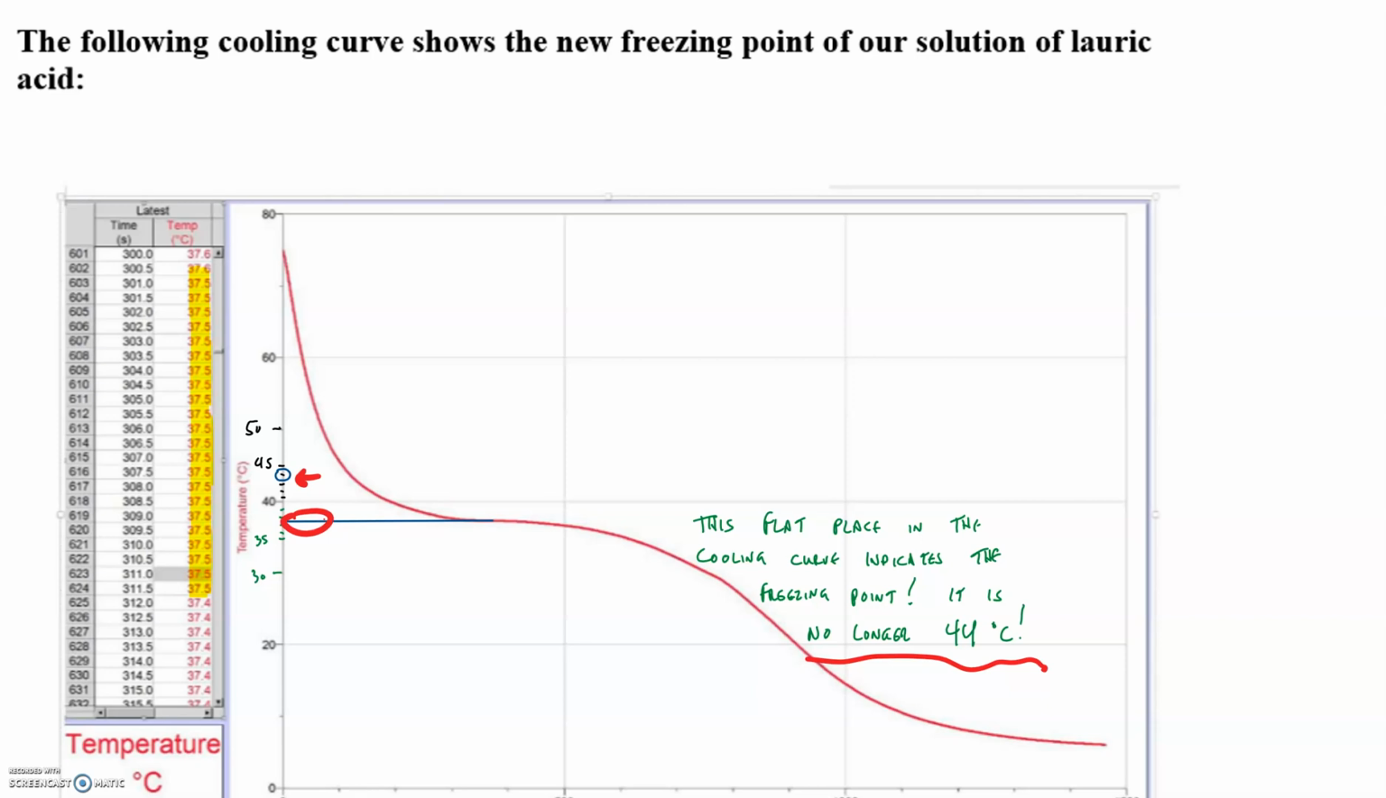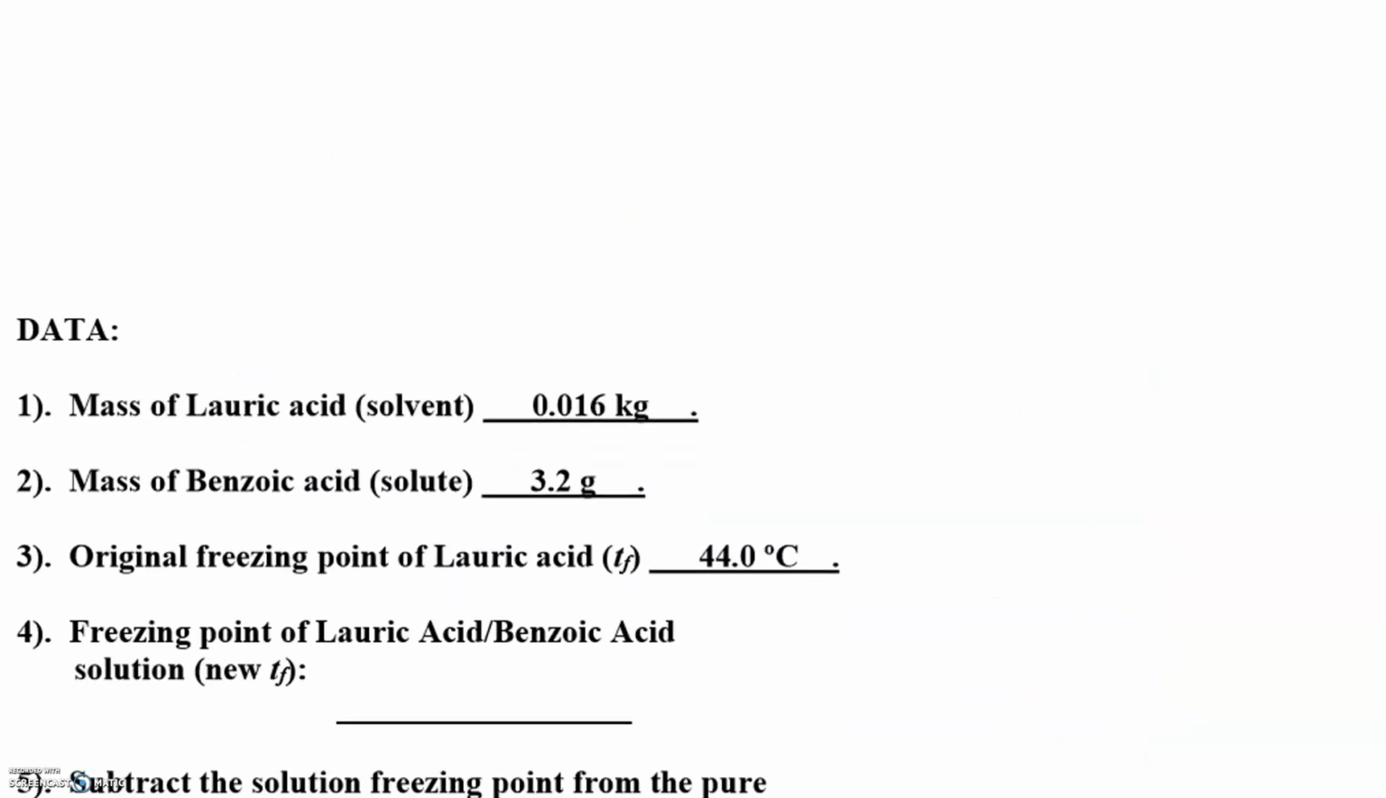I'll let you read the data and determine what you think the new freezing point is. But what we're going to do is use this new freezing point to determine the molality of our solution, and if we know the molality and the mass of solvent, how many moles of solute, and if we know the mass of solute that we added, we can determine how many grams per mole. So the calculations are here.